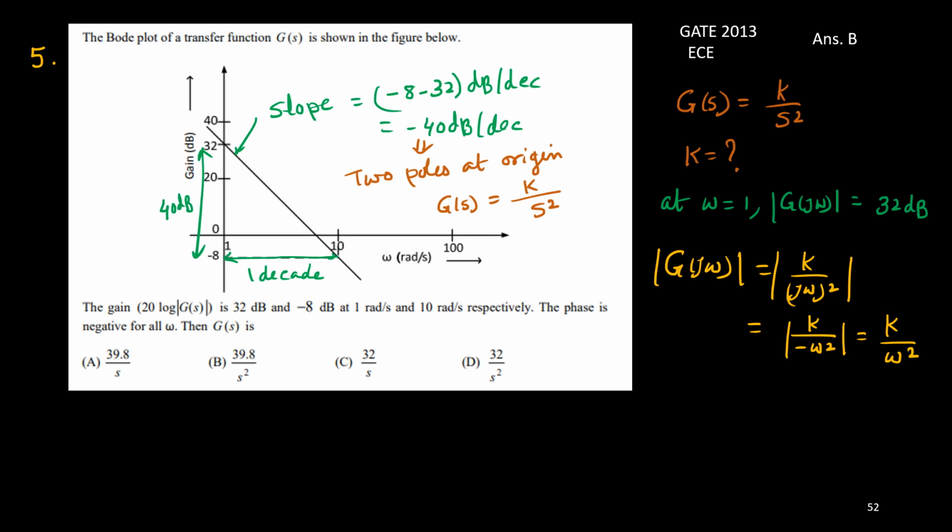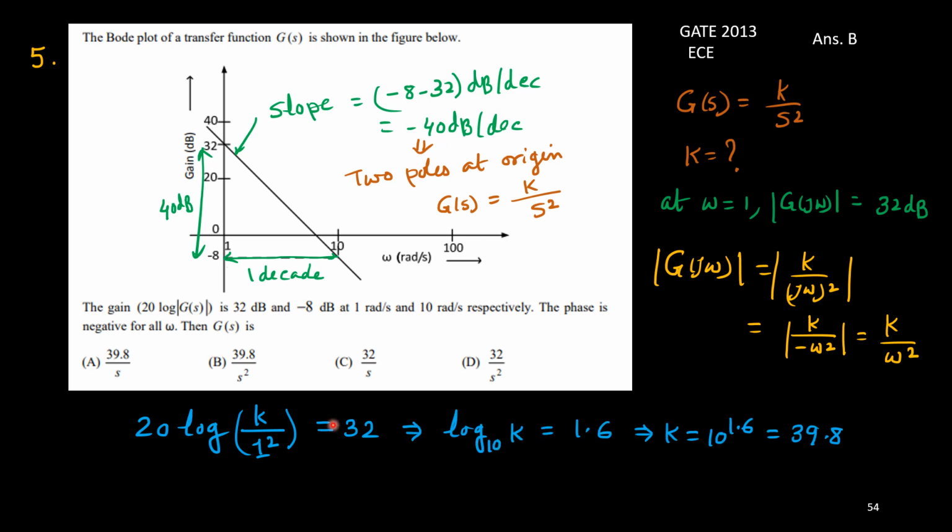At omega equal to 1, its value is k upon 1 square, but on this scale it is 20 log of that magnitude. 20 log of k upon 1 square is given as 32. So I need to solve this to find k. 20 log k will be 32 upon 20, meaning 1.6. So k equals 10 to the power 1.6, and the value is 39.8. Thus k is 39.8 and it has two poles at the origin. Thus G(s) is 39.8 upon s square. So answer B is correct.